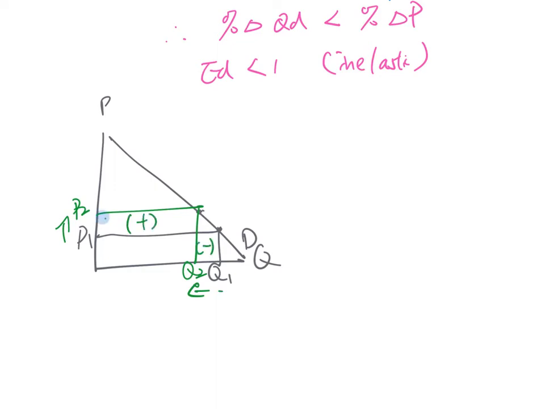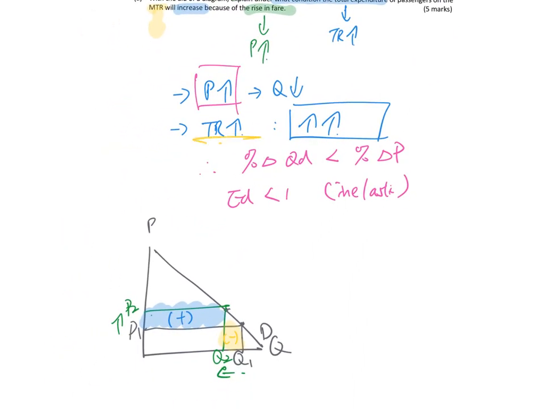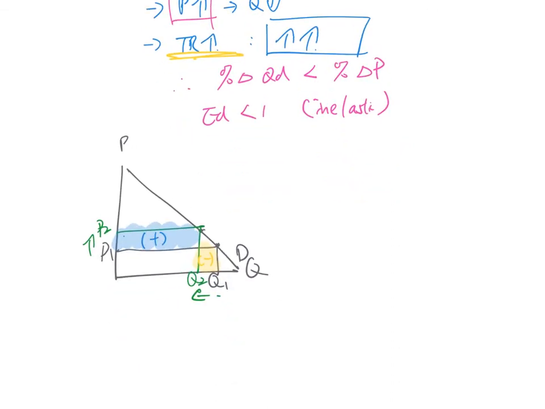Okay, then plus minus. Okay, and then you can see that the plus area is bigger than the minus, so total revenue increases, and double check with the results the question mentioned. So it fits, right? So then go to the next step, elaborations. P up, QD down. Then when the demand is inelastic.